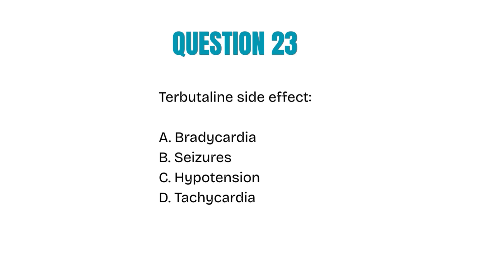Question 23. Terbutaline side effect A. Bradycardia, B. Seizures, C. Hypotension, D. Tachycardia.